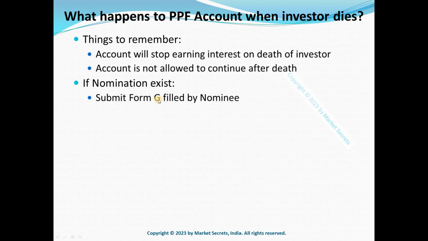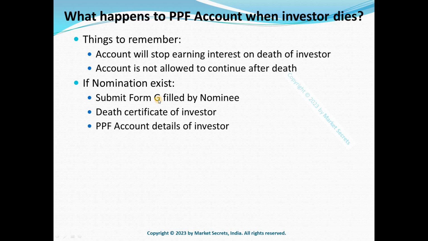In this case, the nominee should submit Form G. Okay, so they need to file Form G with the bank in which the PPF account is being held, and they need to attach the death certificate of the investor and the PPF account details of that original investor. So once these documents are submitted, the bank or post office can transfer the PPF account to the nominee, but the nominee will remain liable to the legal heirs.